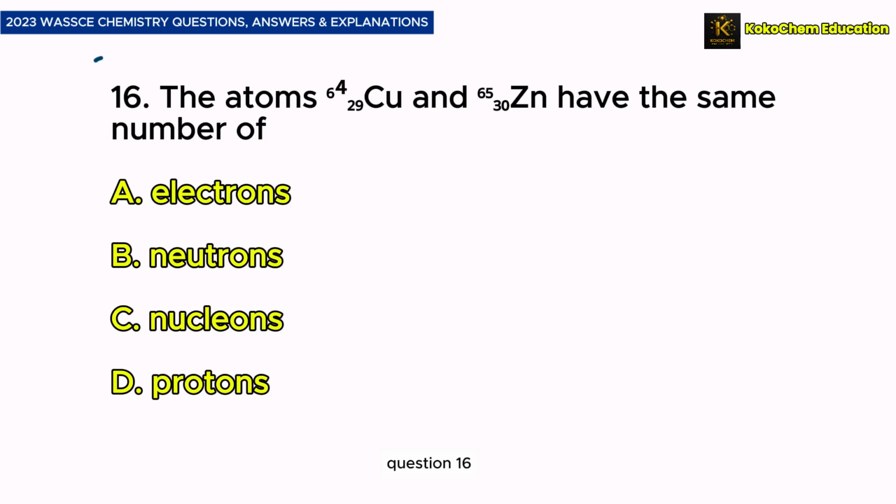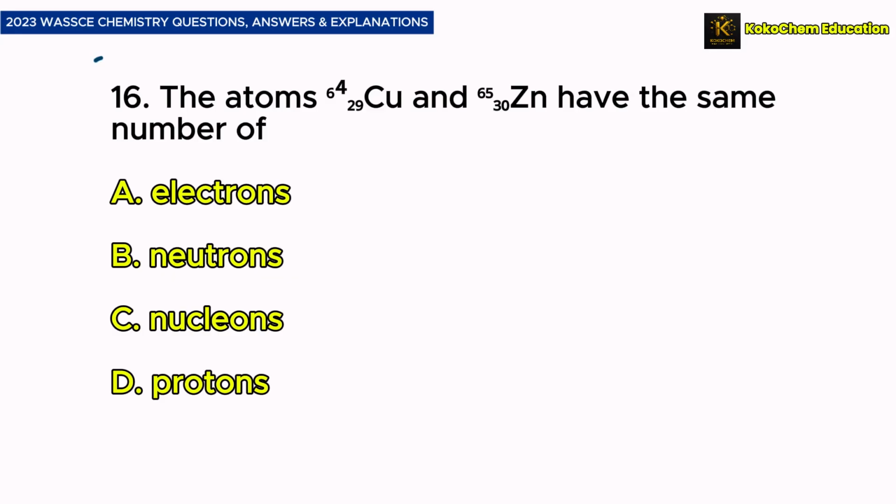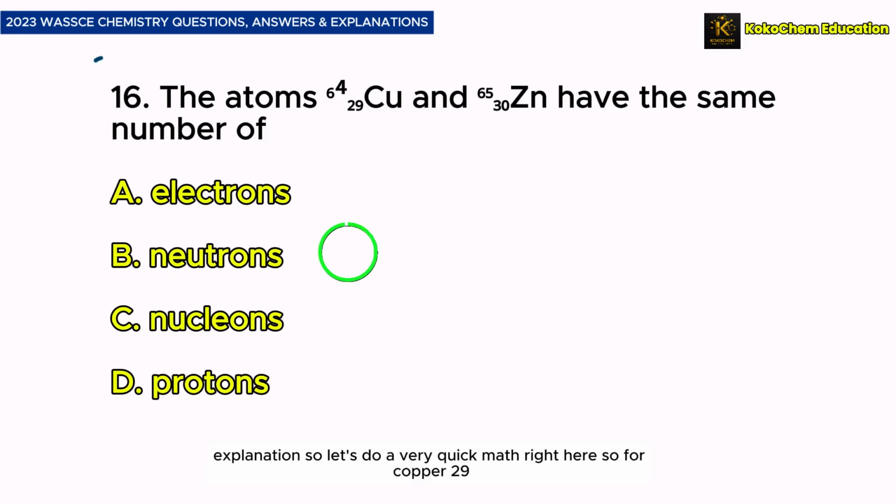Question 16. The atoms copper 29 with mass number 64 and zinc 30 with mass number 65 have the same number of A. electrons, B. neutrons, C. nucleons, D. protons. The correct answer is B. neutrons.